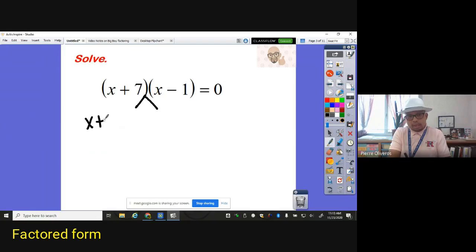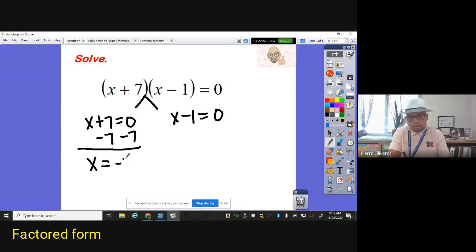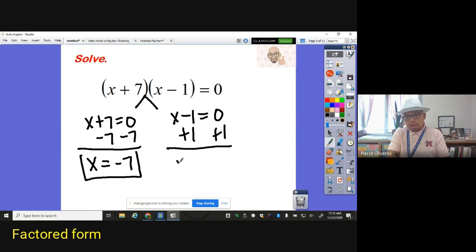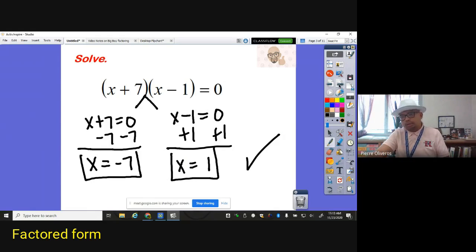One is x plus 7 is equal to 0. One is x minus 1 is equal to 0. So for the x plus 7, subtract 7, therefore x equals negative 7. Here, add 1, add 1. So therefore, x equals positive 1. And that's the answer. It's a lot easier when the problem is already in factored form, right?